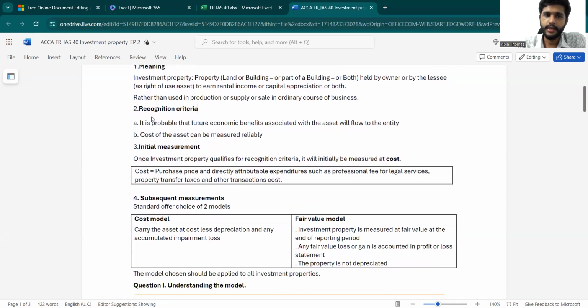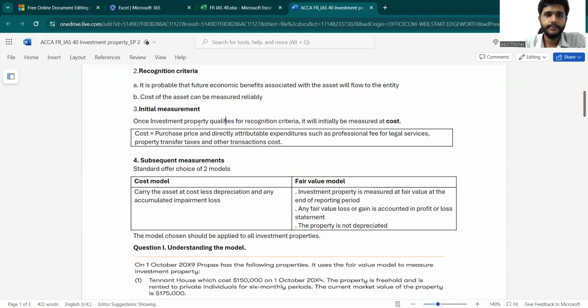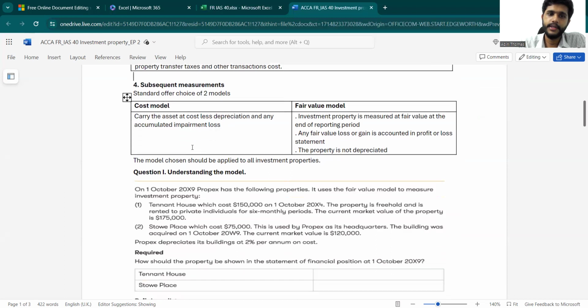And then we have the recognition criteria. Under recognition criteria, it is probable that the asset will generate future economic benefit. Also, the cost of the asset can be measured reliably. Okay. And then we have the initial measurement. How can we initially measure? We initially measure at cost, and the standard also gives us very good clarification on the related cost, or the directly attributable cost incurred. What the standard says is we can add this directly attributable expenditure to the purchase price of the asset. And then we have seen the subsequent measurement.